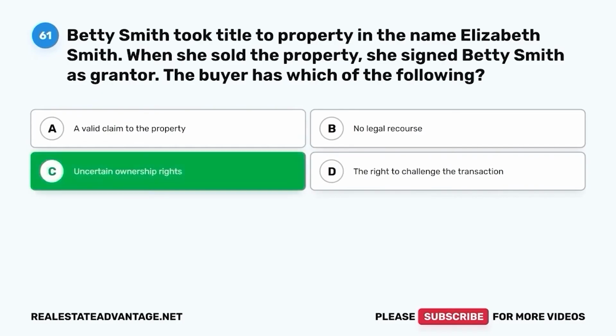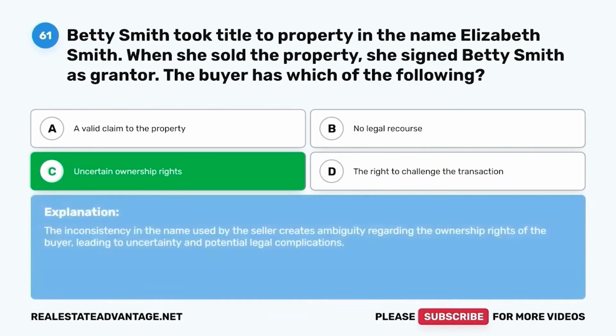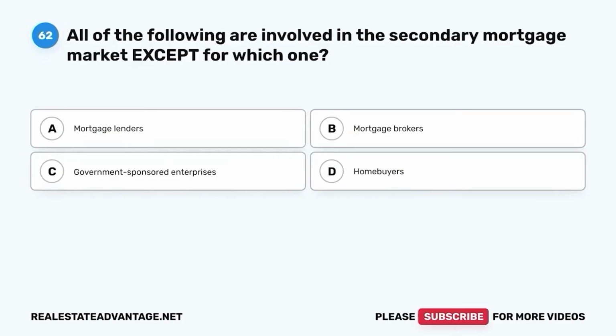The correct answer is C. Uncertain ownership rights. The inconsistency in the name used by the seller creates ambiguity regarding the ownership rights of the buyer, leading to uncertainty and potential legal complications.